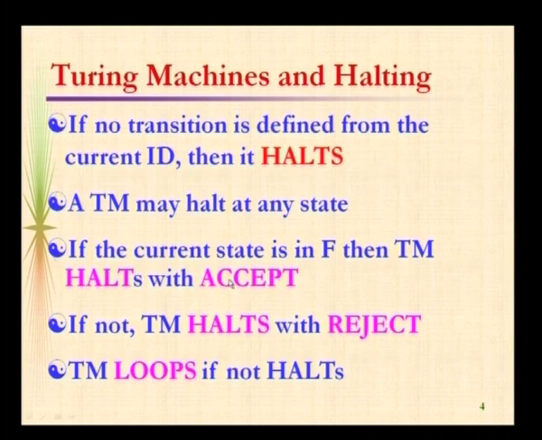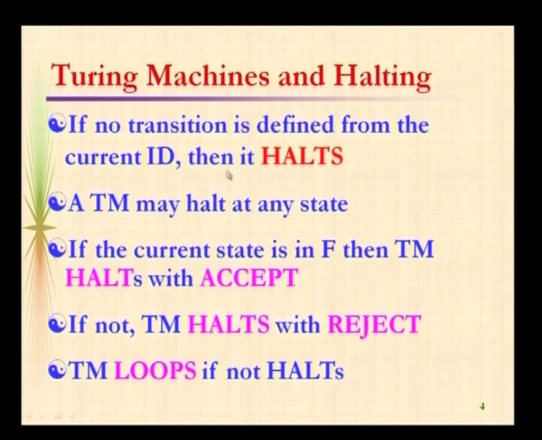So, two cases: either the input would have been accepted or it would have been rejected. It all depends on which state we are in, whether it is in F or not in F. As far as accept is concerned, it should happen only on a final state, but as far as reject is concerned, it may happen at any state, but not the final state. The Turing machine may halt at any state. If the halt happens at a final state, then the input is accepted.